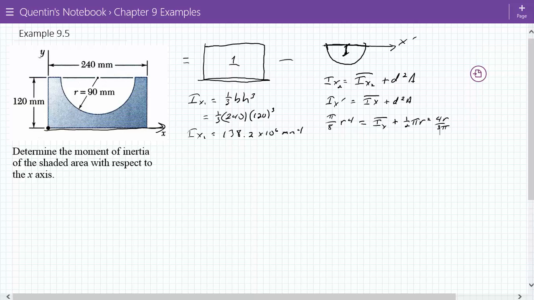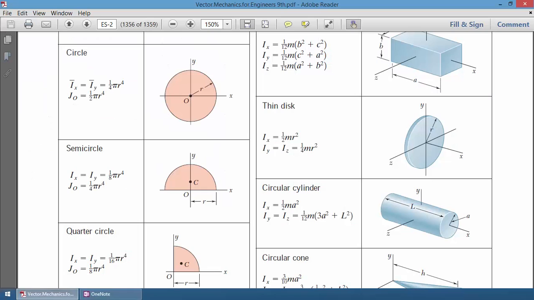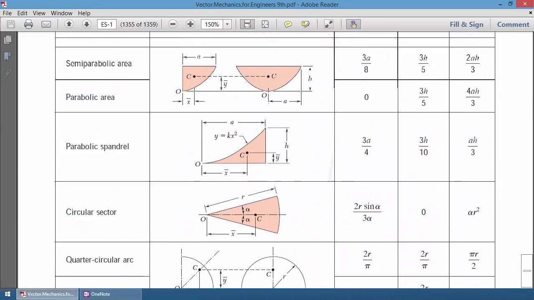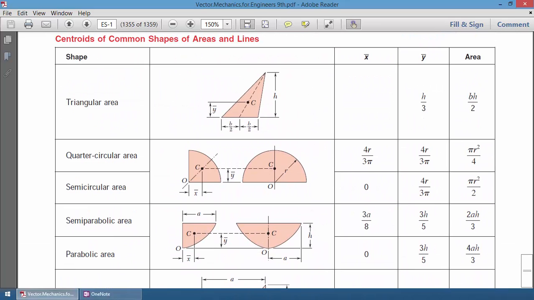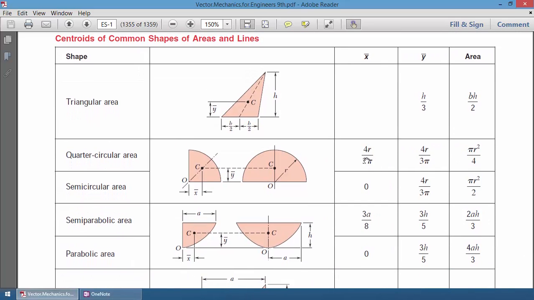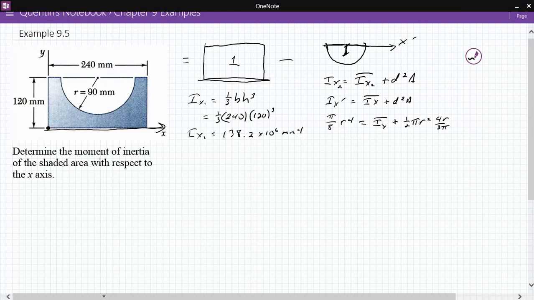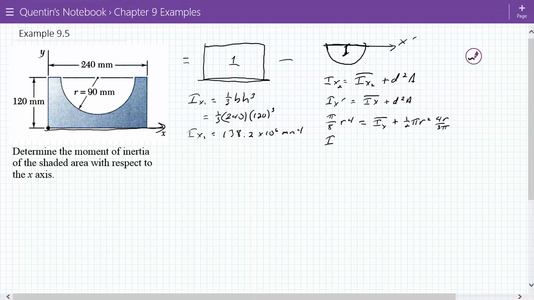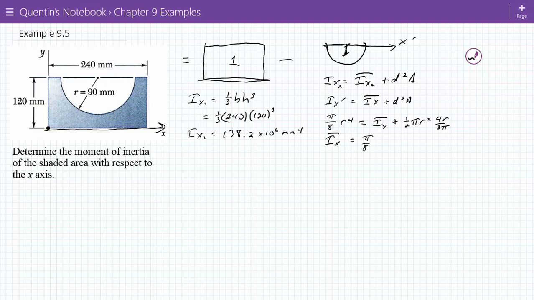Here, I'll bring that up real quick just so that everyone can be convinced that that's the right answer. Again, in the back of the book, we have this half circle of an area, and we notice that the x bar y bar is 4r over 3 pi. So that's where we get that number from. Okay, so coming back to here, therefore, Ix bar is pi over 8 r to the 4th minus 1/2, well, I'll just bring this, so 4r cubed over 6 pi.